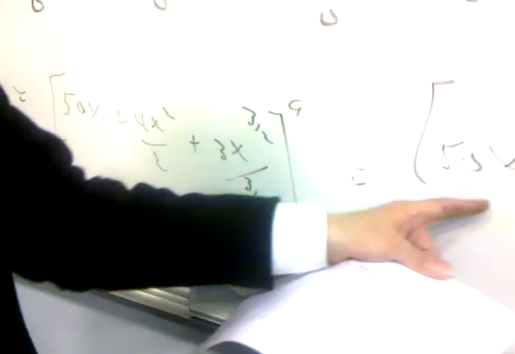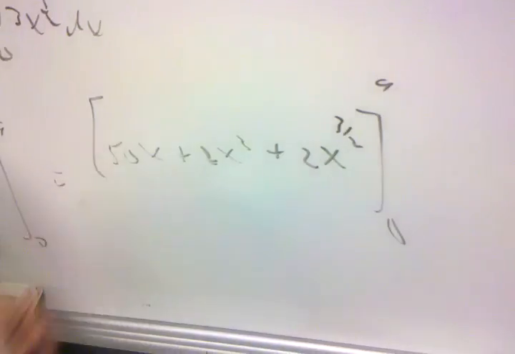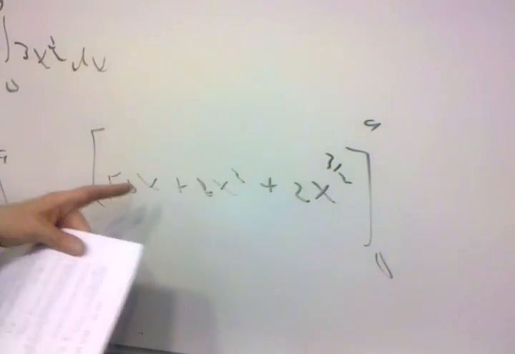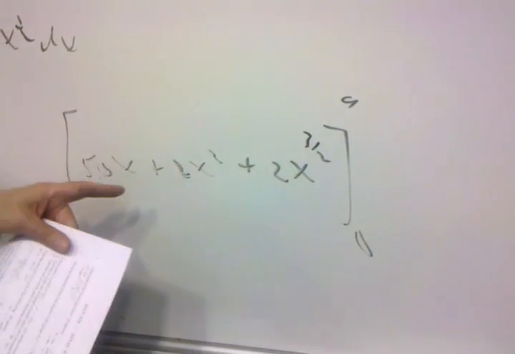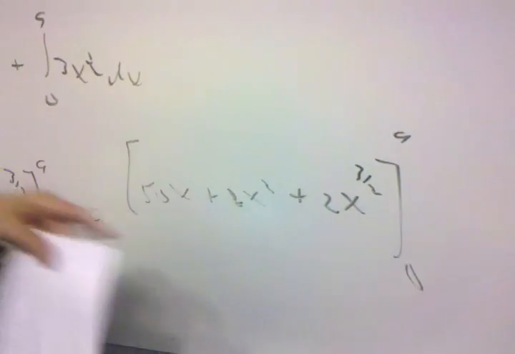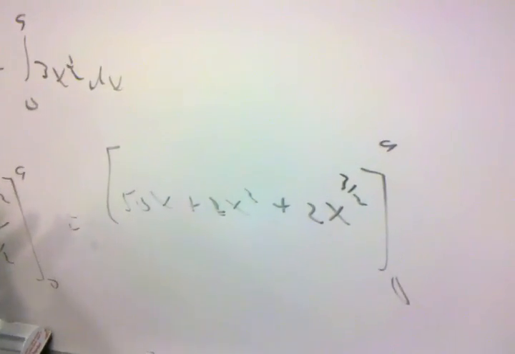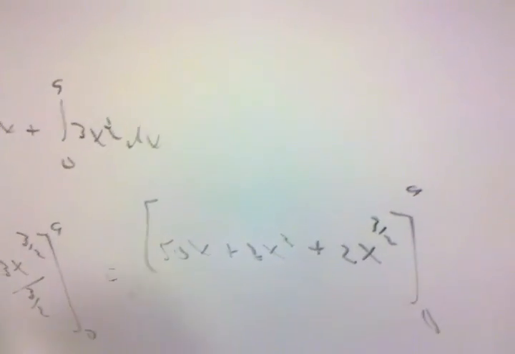Now, if I put in 0 here, it's going to be 0. So I'll need to put in 9. You should put in the top bound, then compute that as a number. Then put in the bottom bound, compute that as a number. Subtract the top bound minus the bottom bound. However, the bottom bound is going to be 0, so we only put in 9.